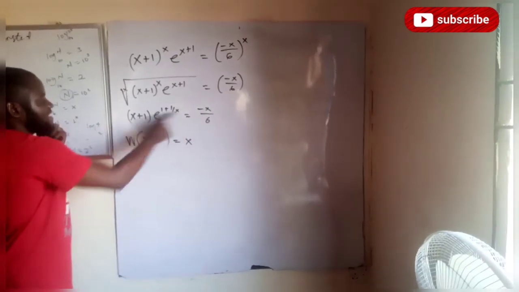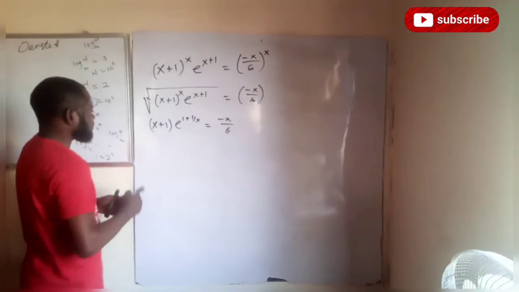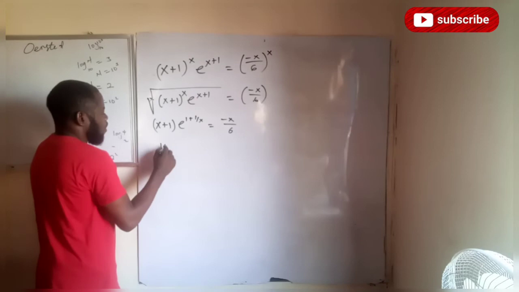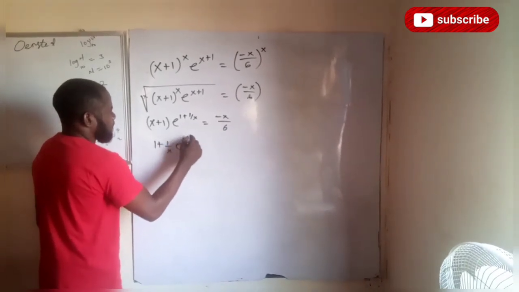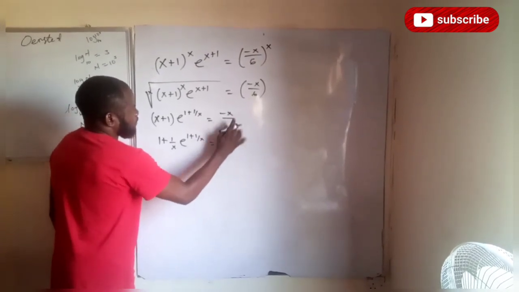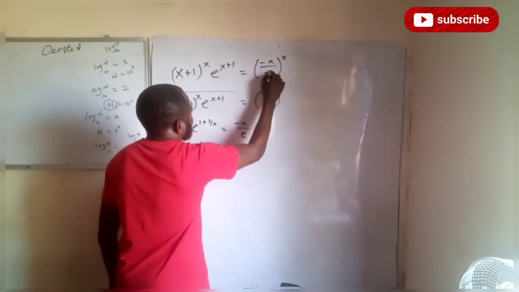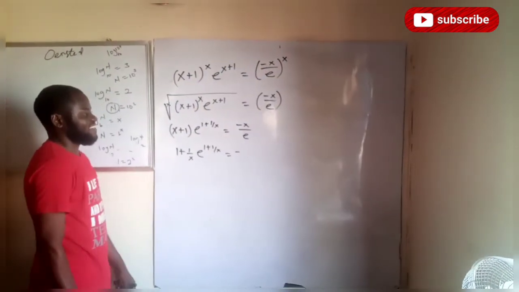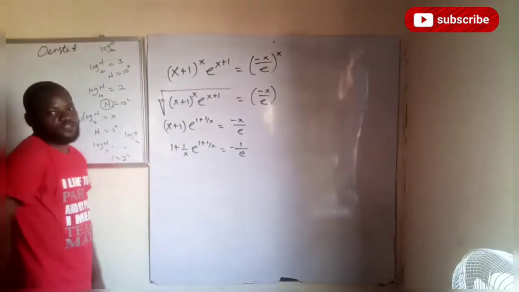Yes, I can do that by dividing by x. So if I divide both sides by x, I therefore have 1 plus 1 over x, then e to the power of 1 plus 1 over x equal to negative 1 over e. Sorry, I think I wrote the wrong question initially. So, absolutely, this is what we're supposed to have.